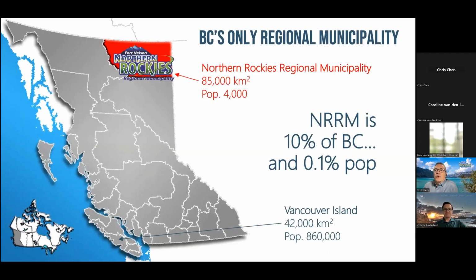Who are we? Just a very quick overview of who we are, the NRM. So Northern Rockies Regional Municipality, we are the only regional municipality in BC. You'll see in the slide a visual of the province of BC, and then up in the top right-hand corner, in the northeast corner, you'll see the red area, which is our region. We mean the Northern Rockies, the NRM.